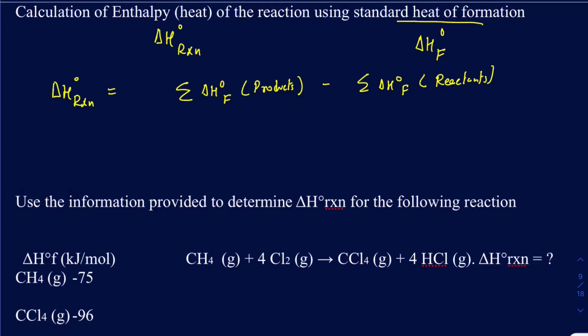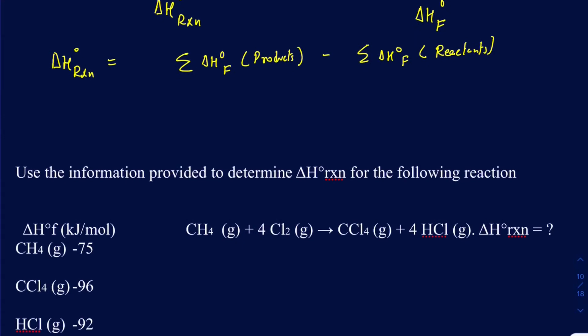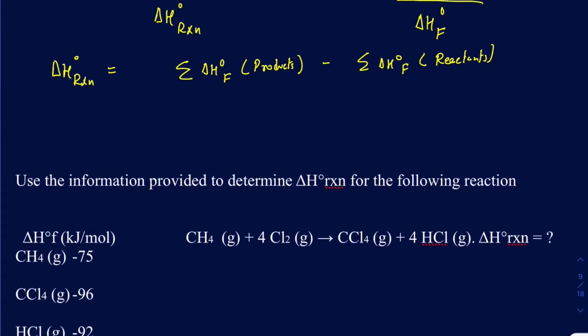And this is more like a mathematical problem where they give you the delta H formation of all the products and the reactants, and you have to just plug it into this equation. However, you have to know what the delta H formation is going to be for anything that exists in nature, or another way of saying the naturally existing elements. And that's going to be 0.